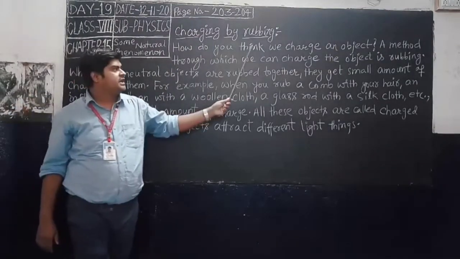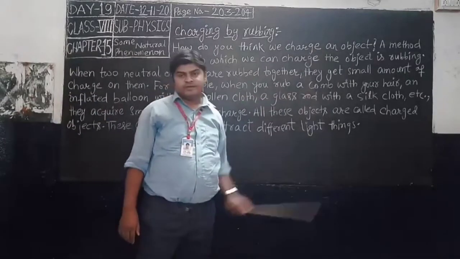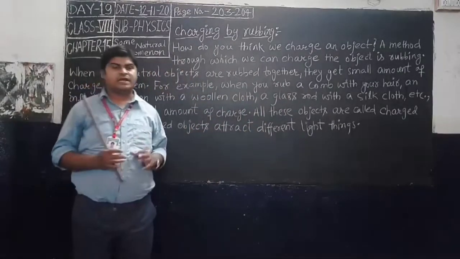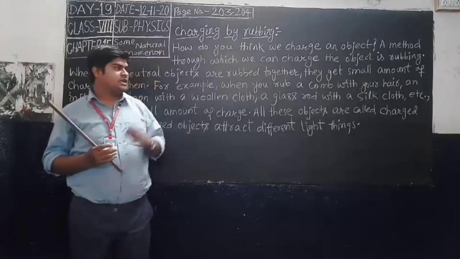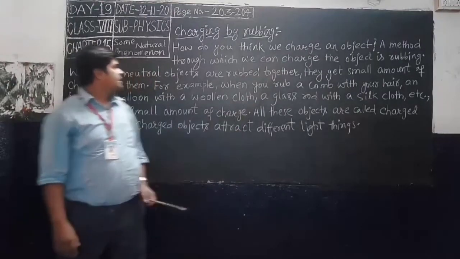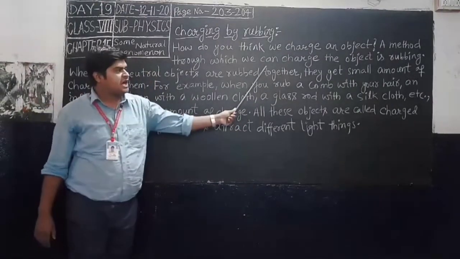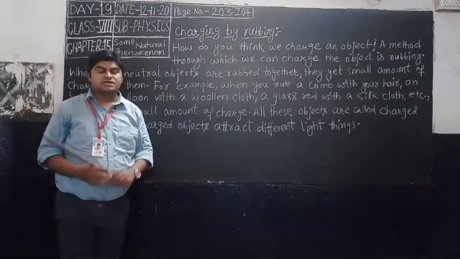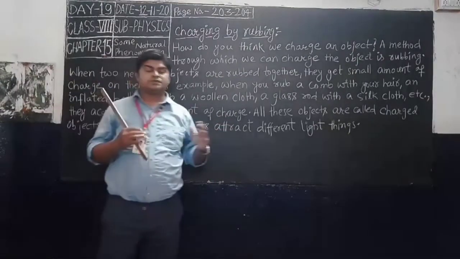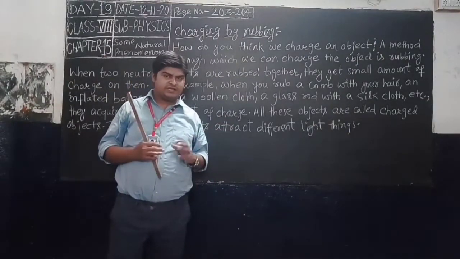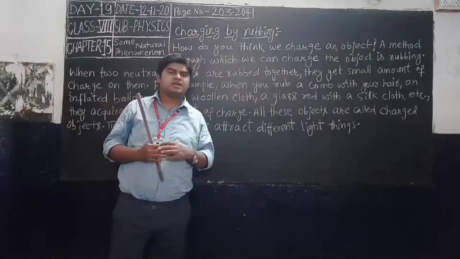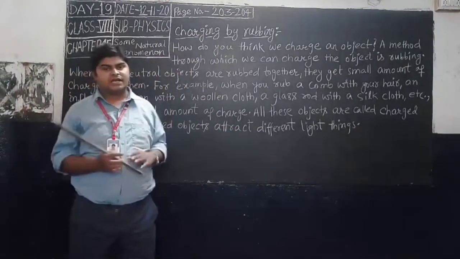How do you think we charge an object? That means first of all you will think about how you will charge any object. A method through which we can charge an object is rubbing. So rubbing is the method to charge any object. This is the primary, first, easy method to charge any object.